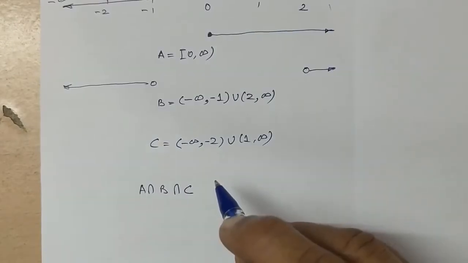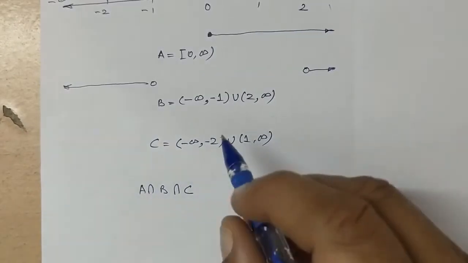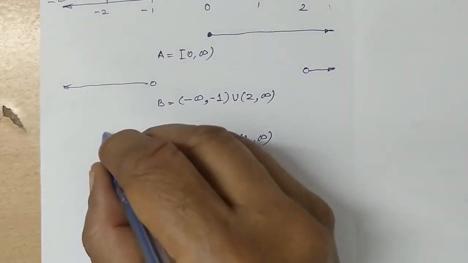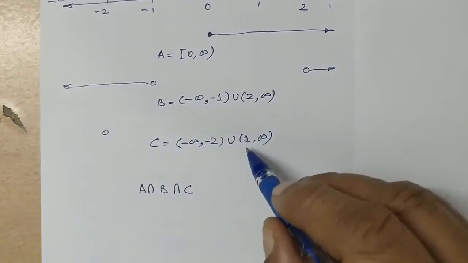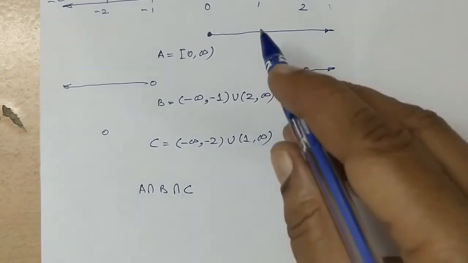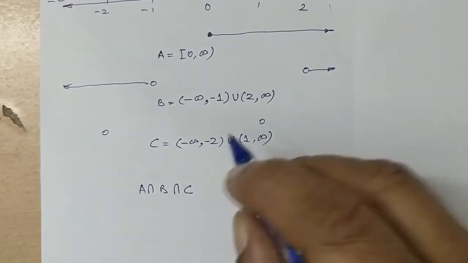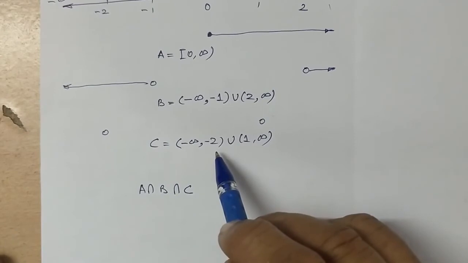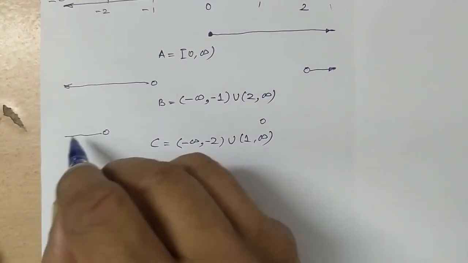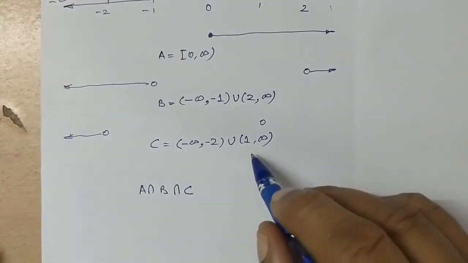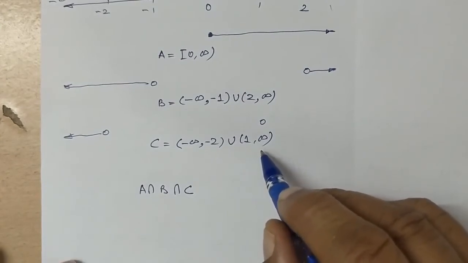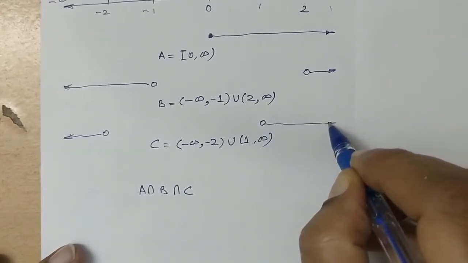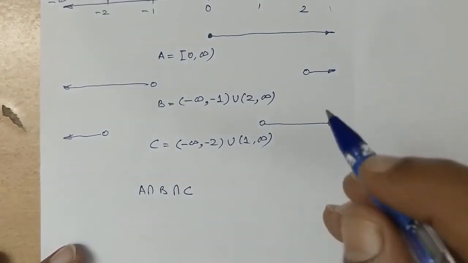Now let us draw the number line representation of set C. Minus 2 is not an element of set C, hence it is shown as a donut. 1 is not an element of set C, hence it is shown as a donut. The interval minus infinity to minus 2 is an element of set C, hence it is shown as a firm line. The interval 1 to infinity is an element of set C, hence it is shown as a firm line.